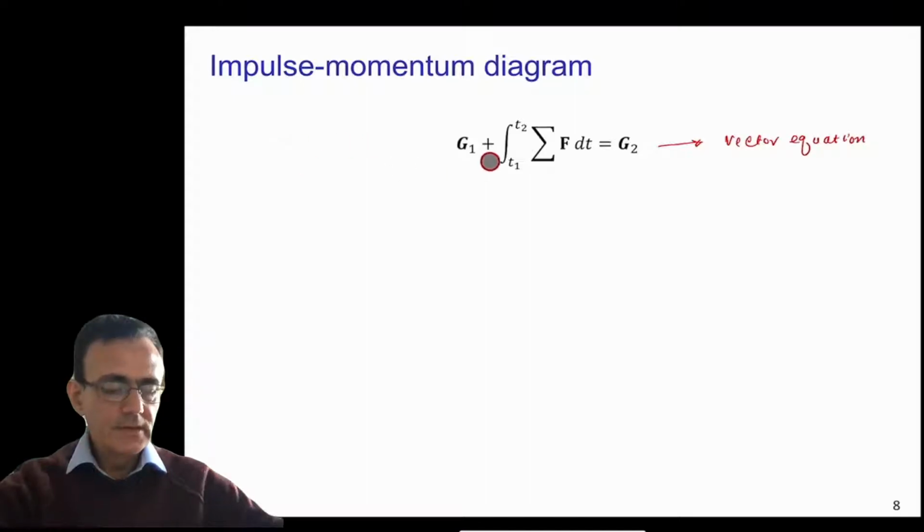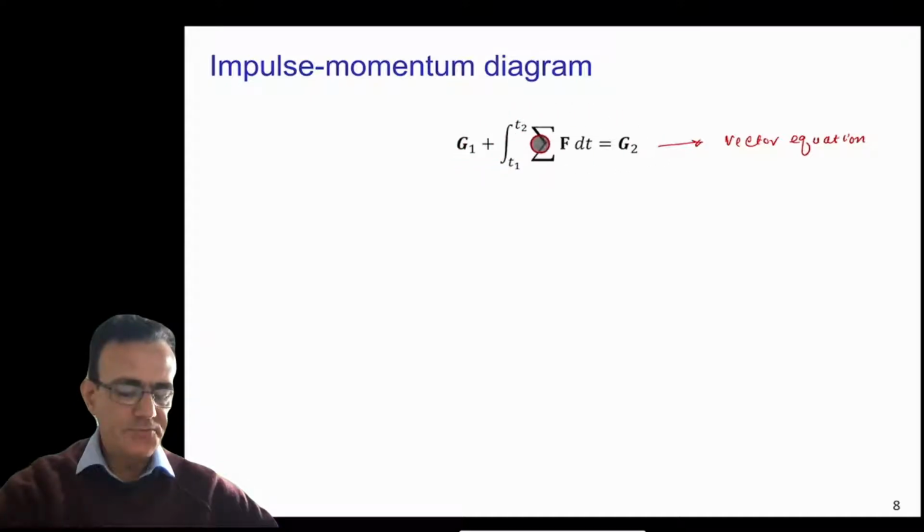So you cannot just add G1 with the impulse and get G2 directly. You will have to use the proper way of vector addition here, or in other words, you will need to change this into the x, y, and z components, and then you will be able to use the scalar addition and scalar subtraction procedure.